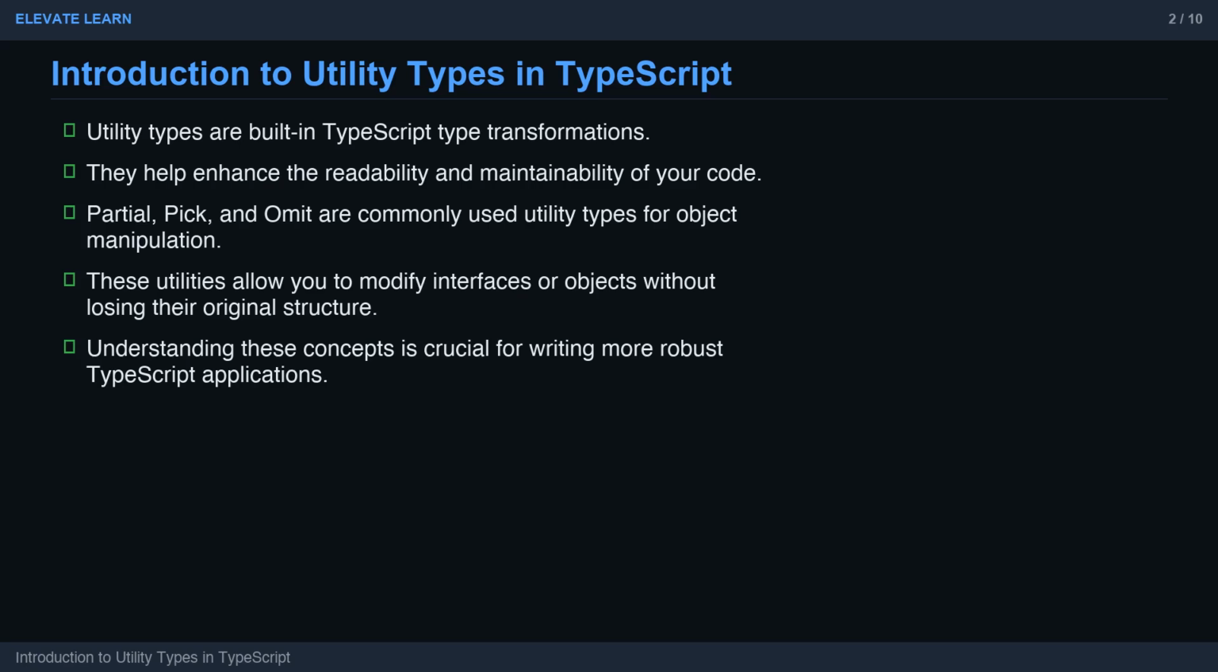Conversely, if you need specific properties from an object, pick is perfect for that. It creates a new type with just those properties. And when you don't want certain properties, omit removes them from your original type. Understanding these concepts will help you write cleaner and more maintainable TypeScript code.